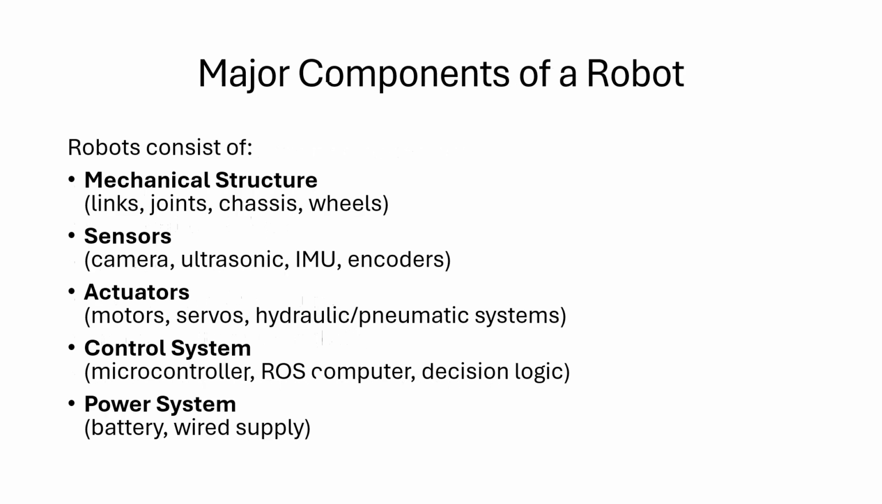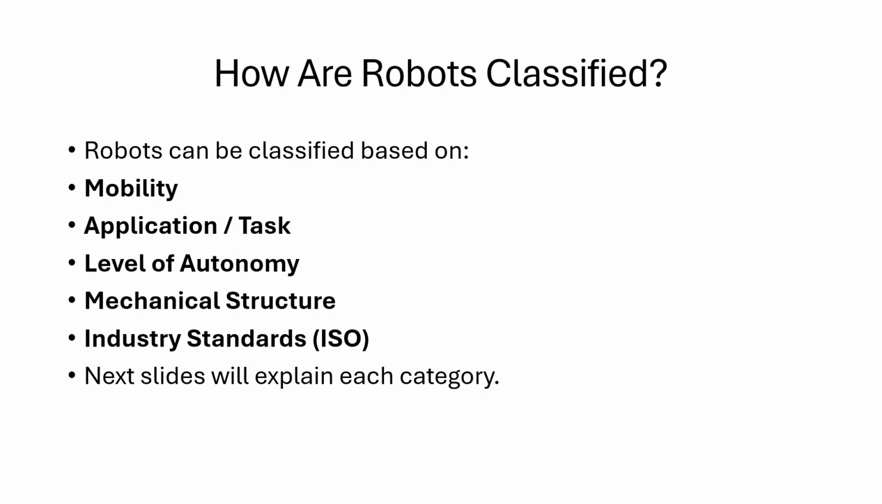Okay, how are robots classified? Now that we know what a robot is, we can classify robots. There's no single way to classify or categorize all robots. Engineers typically classify robots based on several factors, like their movement, how they are built, what tasks they perform, and how autonomous they are. So let's go through each category one by one.